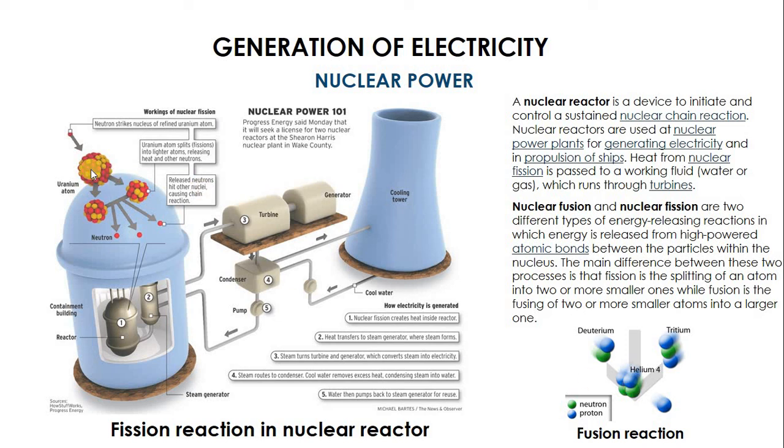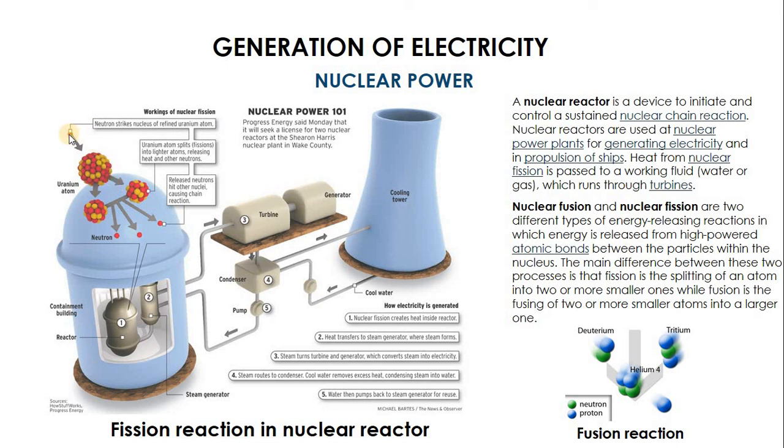So here we have an atom splitting into smaller ones, and we also have smaller atoms coming together to form a bigger one. So this one is what we call the fission reaction, and this is what we call the fusion reaction. Now, in order to understand the chain reaction, I will use the fission reaction to explain.